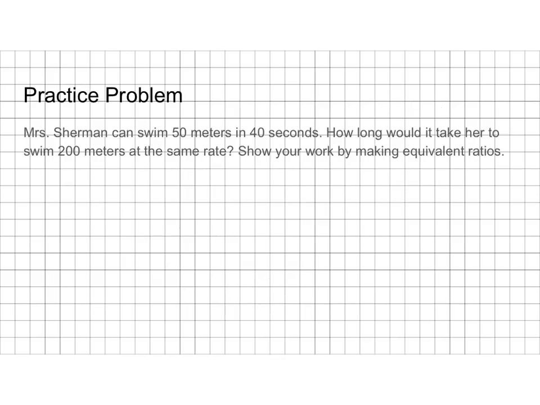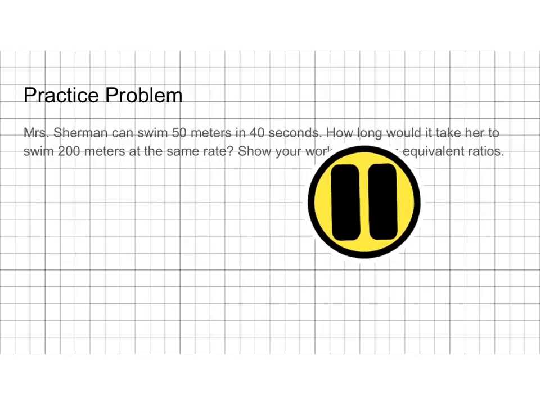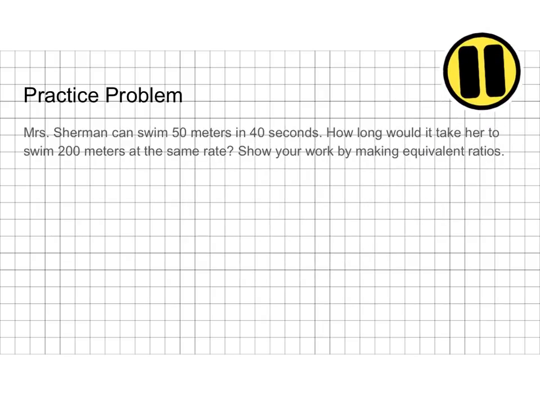All right, so now our practice problem. Ms. Sherman can swim 50 meters in 40 seconds. How long would it take her to swim 200 meters, assuming she doesn't slow down because she gets tired? Show your work by making equivalent ratios.